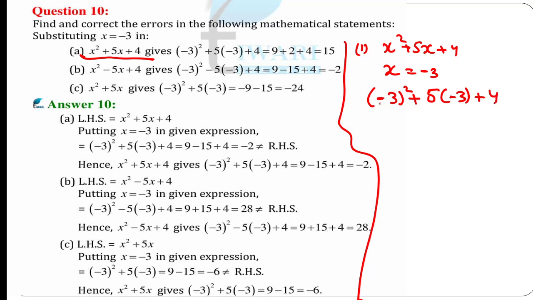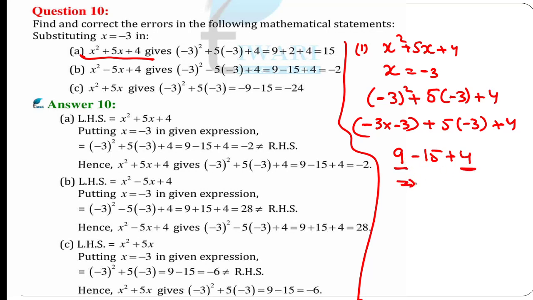The square of a negative term is always positive. (-3) square means -3 is multiplied 2 times, plus 5 into -3, plus 4. So -3 into -3, minus into minus in multiplication is plus, so 9. 5 into -3 is -15, plus 4. On solving, what will we obtain? First we add the plus terms. 9 plus 4 is 13, minus 15 is -2. So -2 is your correct answer, but here the answer is 15, so that is wrong. So this is equal to -2.